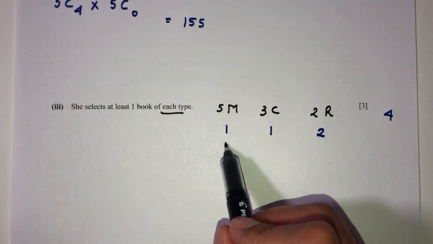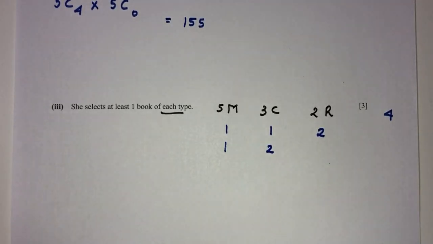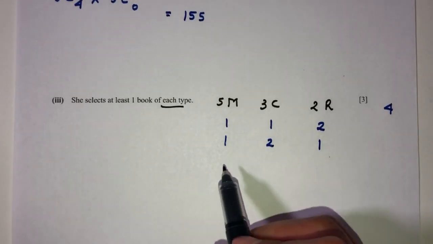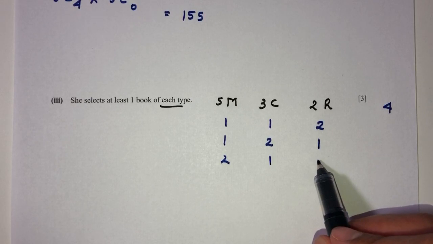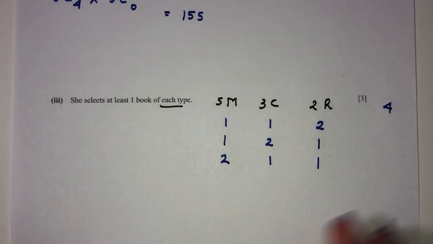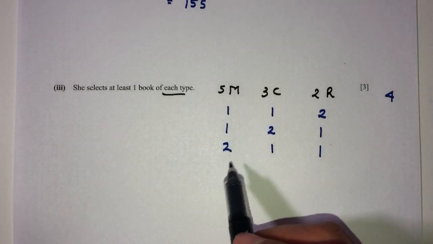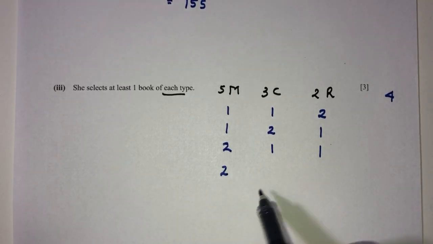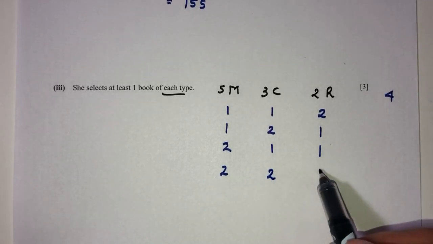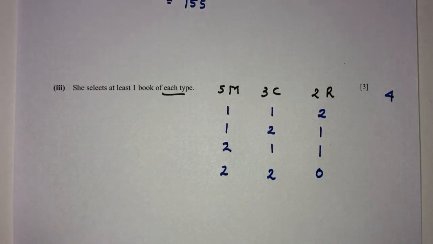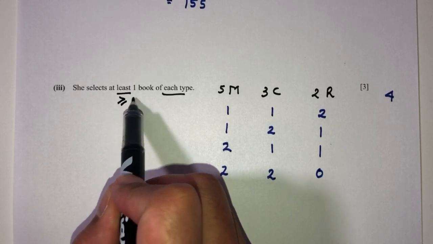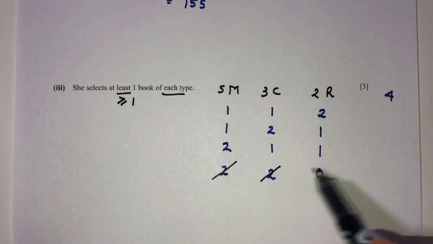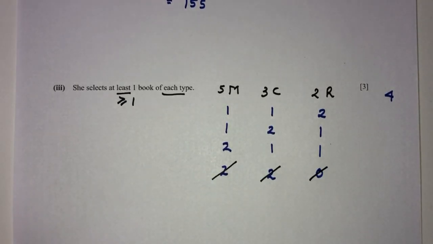Now we can choose 1 mystery, 2 crime, and we can choose 1 romance, right? Now we can choose 2 mystery, 1 crime, and we can choose 1 romance. Now let's try something else too. What if we choose 2, and we choose 2, and choose 0? So would that be possible? No, it will not be possible because we need at least one of each kind, so this will not be an option.